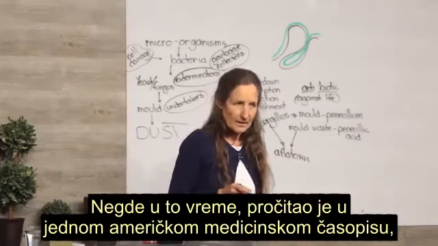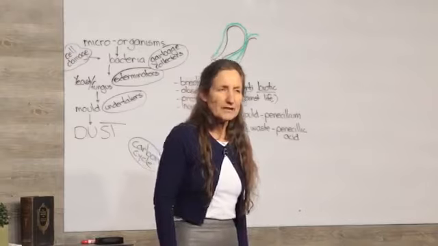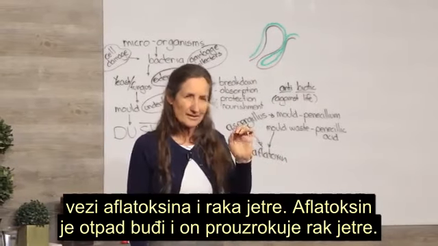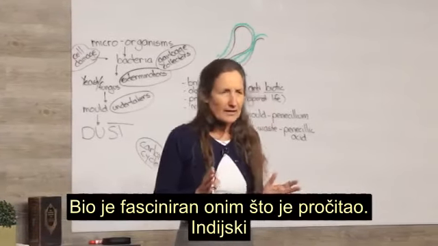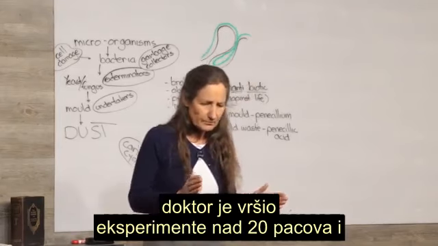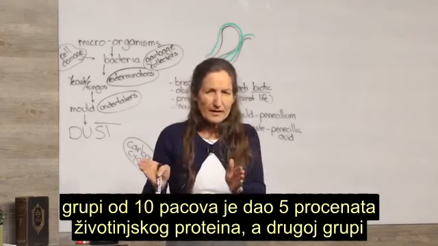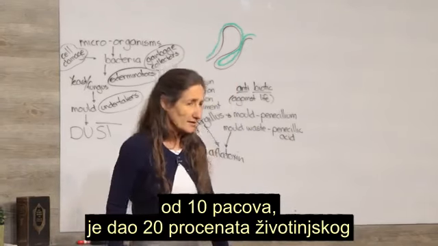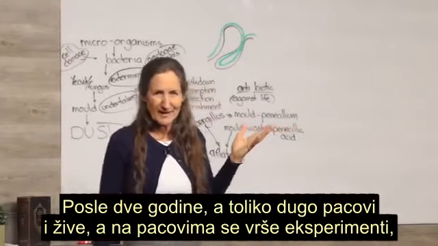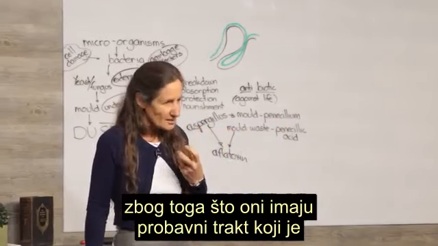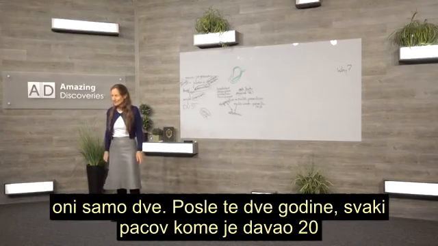About that time, he was reading in an American medical journal of a study done by an Indian doctor, and it was on aflatoxin and liver cancer, because aflatoxin is a mold waste that causes liver cancer. He was fascinated. This Indian doctor had 20 rats. 10 rats he gave 5% animal protein. The other rats he gave 20% animal protein, and he injected each rat with aflatoxin.